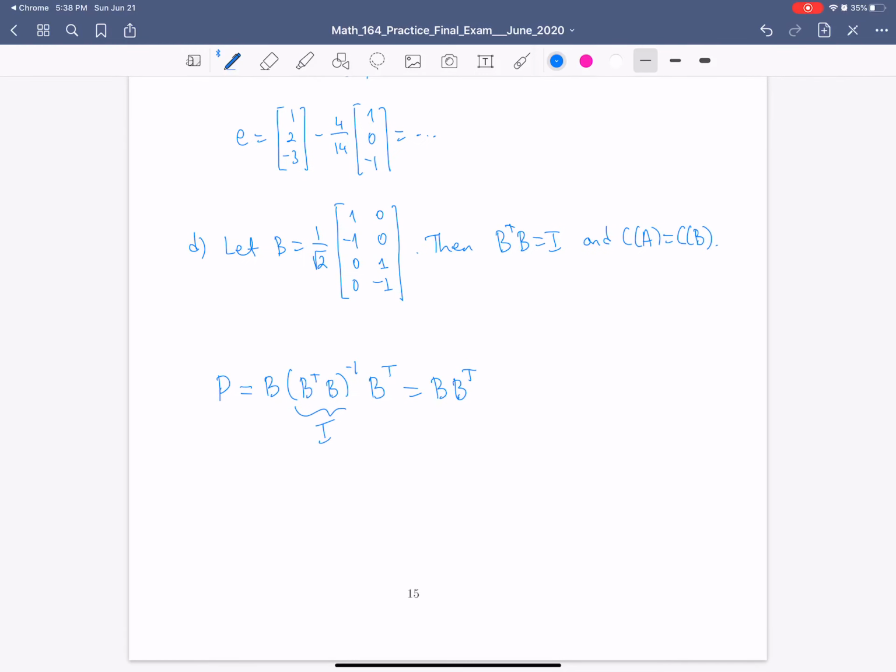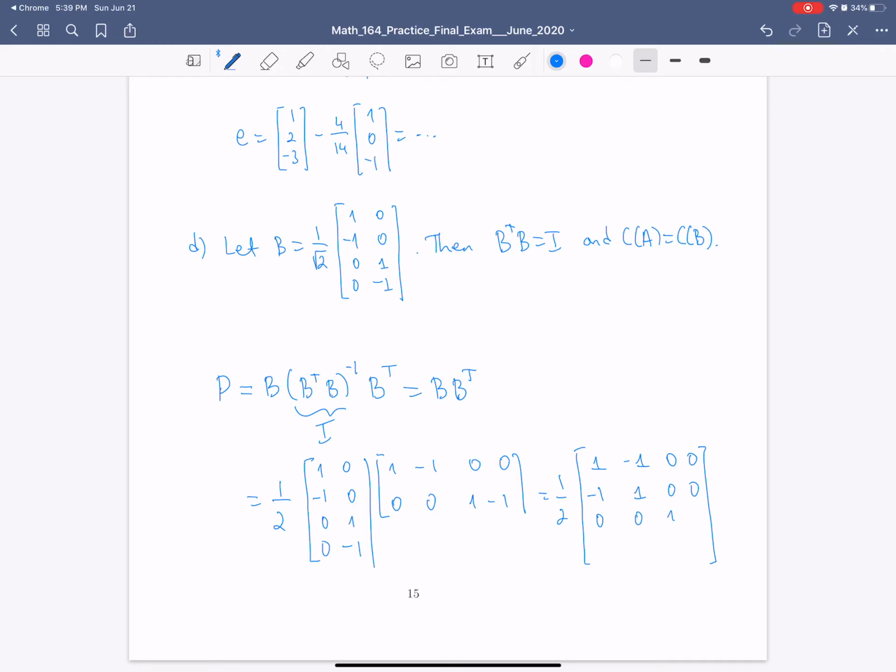So to calculate this projection matrix, both matrices will have a component 1 over root 2. When I multiply, I'll get 1 half. 1, negative 1, 0, 0. 0, 0, 1, negative 1. Times 1, negative 1, 0, 0. 0, 0, 1, negative 1. That will be 1 half times a 4 by 4 matrix, which will be of rank 2. So I will get a 1 here, a negative 1 there, a 0, 0, then a negative 1, a 1, and 0, 0, then 0, 0, 1, negative 1, 0, 0, negative 1, 1.